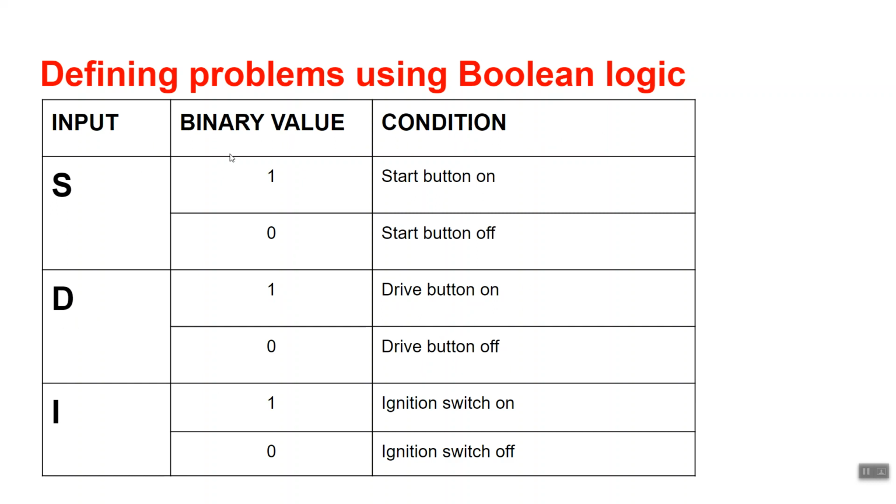In each case, each of these inputs can have 2 possible values, can't they? Because they're switches. So either the start button's on or it's off. Either the drive button's on or it's off. Or the ignition's on or it's off. There isn't an intermediary state.